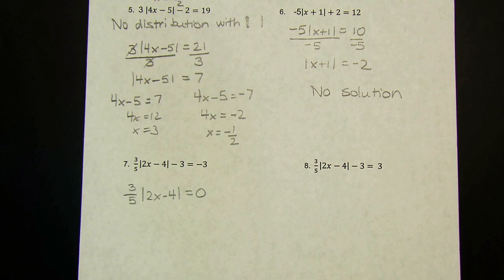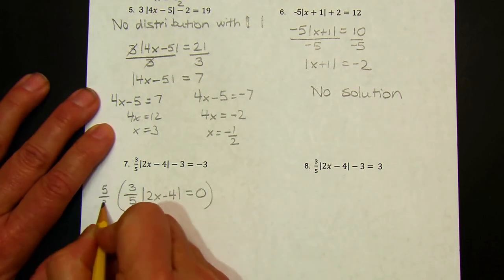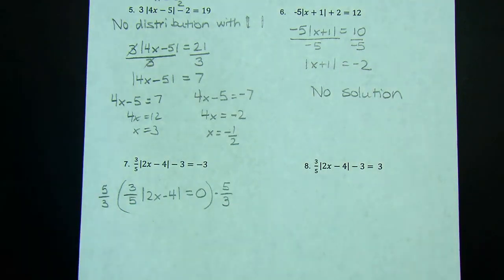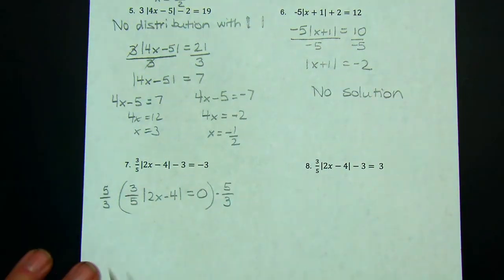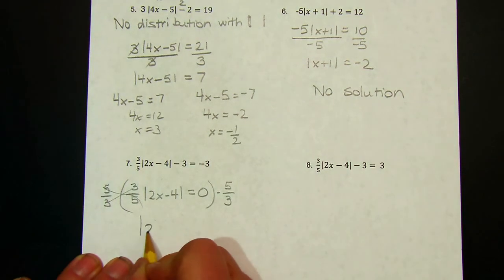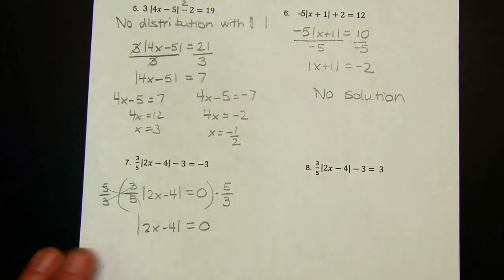Or you could do it in 2 steps. Multiply by 5 first, and then divide by 3. It's whatever your preference is. My preference is always multiply both sides by the reciprocal of that fraction. Okay? And what happens there is those two things cancel out, and you get 2x minus 4. Of course, it's still going to be equal to 0.